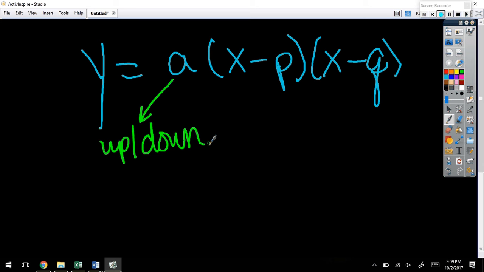What else did it tell us? It told us one other thing. This is called intercept form. Whenever we were in standard form, what did a tell us? Good job, Preston. How big it was going to be. If it was going to be skinny or wide, remember? The bigger a got, the skinnier the graph got.